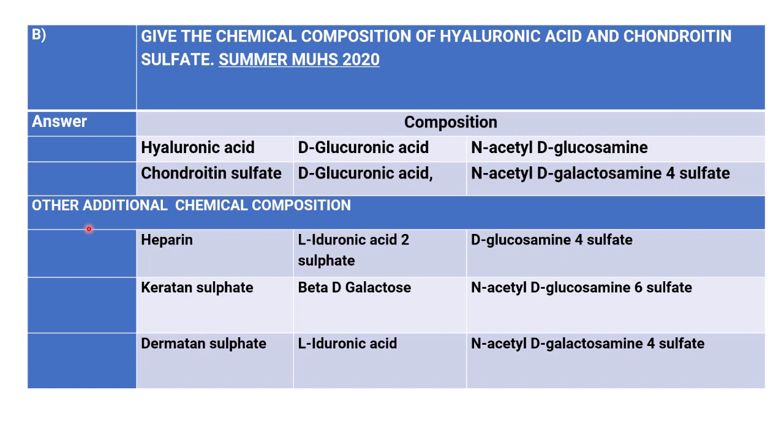For the future, they may ask what is the composition of heparin, that is L-iduronic acid 2-sulfate and D-glucosamine 4-sulfate. The composition of keratan sulfate is beta D-galactose and N-acetyl D-glucosamine 6-sulfate. Dermatan sulfate, the composition is L-iduronic acid and N-acetyl D-galactosamine 4-sulfate. Okay.